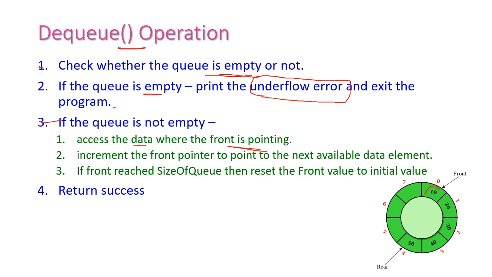Okay, if the queue is not empty, then access the data where the front is pointing. Okay, increment the front pointer to the next available data member. Now this is front. Okay, if front reached the size of the queue, suppose front reached here, then reset the front value to the initial value. That is, the front should be pointed here. So front pointer 7 will be reset to front equal to 0. Okay, then return success. So this is the dequeue operation.